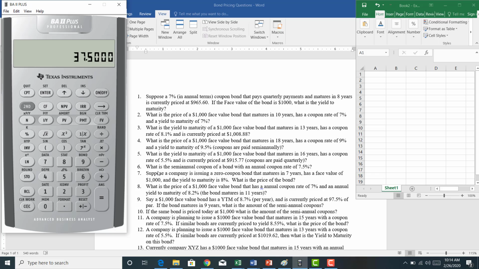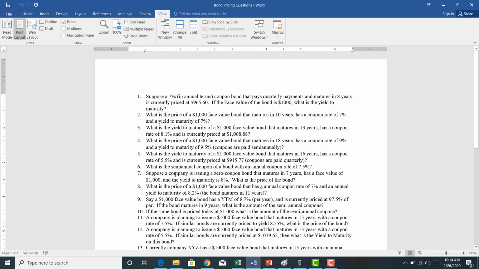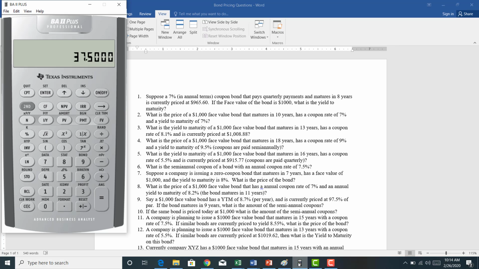Okay. Problem 7, let's introduce a new concept. Suppose a company is issuing a zero coupon bond that matures in 7 years and has a face value of 1,000. The yield to maturity is 8%. What is the price of this bond? I'll answer this with the financial calculator here. Notice if it's a zero coupon bond, that means the coupon rate is 0%, and you should be able to infer that this bond is going to be priced at a heavy discount. The price of the bond is going to be well below $1,000.